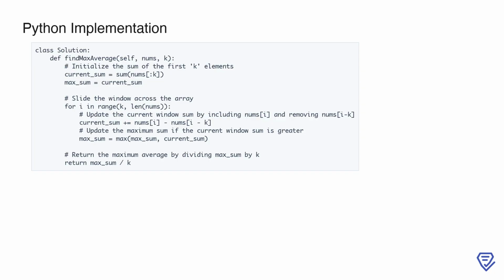Once the loop completes, the function computes the maximum average by dividing max_sum by k and returns the result. This ensures the solution is optimized to O(n) time complexity, as the array is traversed only once, and the memory usage remains constant at O(1). This implementation is concise, efficient, and handles edge cases like arrays with negative numbers or small values of k seamlessly.